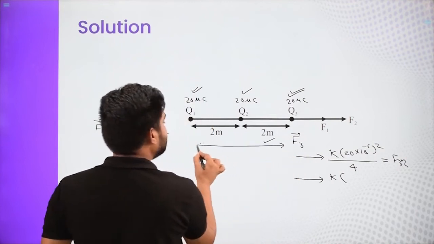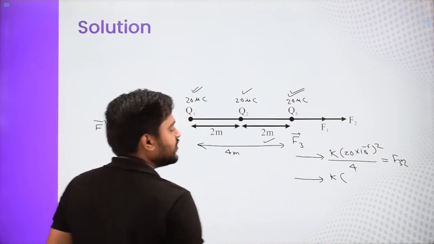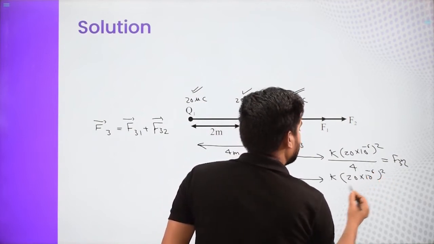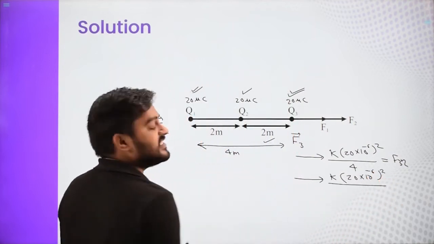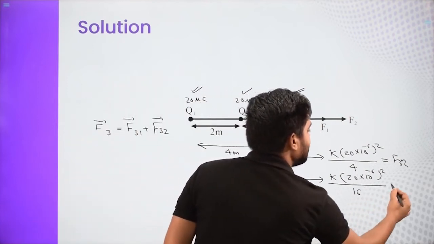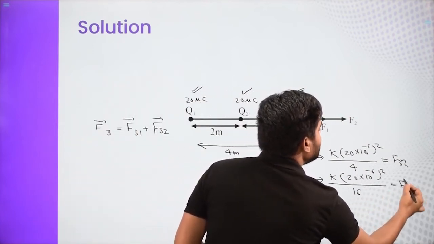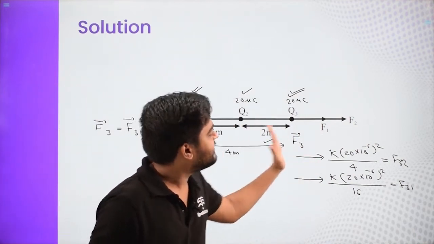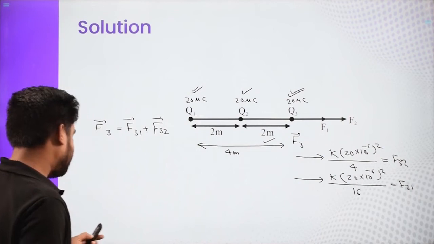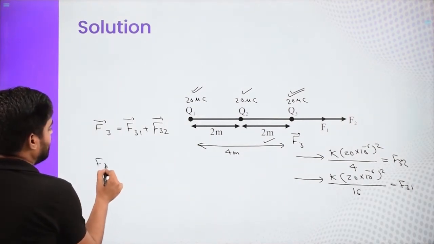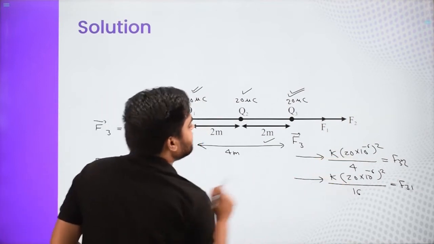But this time r is going to be 4 meter. So K, Q1, Q2 is 20 microcoulomb whole square, divide by r square. The distance between these 2 point charges is 4 meter and square of that is 16. And this is my force on 3 due to 1. And now as you can see, both the forces are in the same direction, so we can basically add both the forces normally. So I'll say force on 3 is nothing but this plus that.